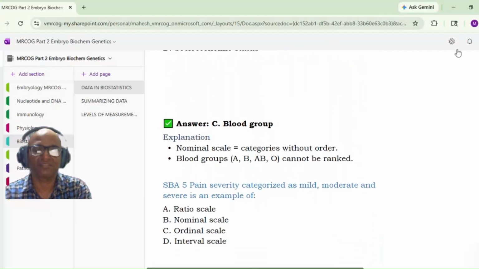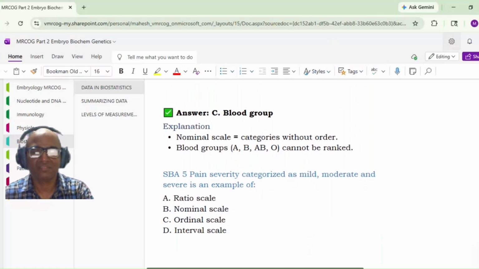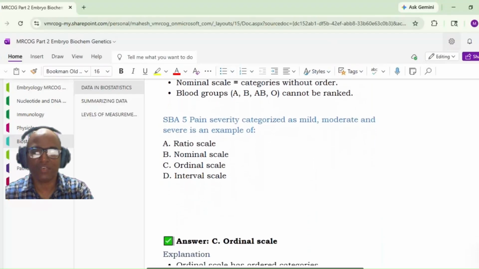Next. Question number five. Pain severity categorized as mild, moderate, and severe is a form of: A, ratio scale; B, nominal scale; C, ordinal scale; D, interval scale. So answer is C, ordinal scale. Yes, it is an ordinal scale.